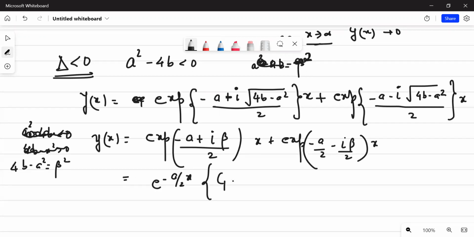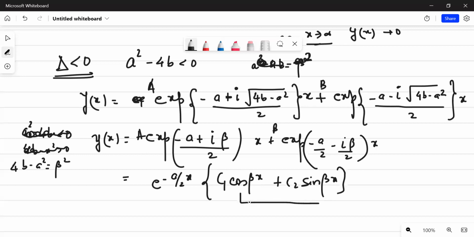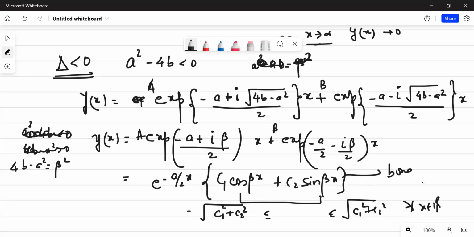there will be some c1 cos beta x. You can write some constants here, a, b. I'm not concerned about all these things, but c1 plus c2 sin beta x. And I told you on that particular day that this particular term in any way would lie between minus root over c1 square plus c2 square and root over c1 square plus c2 square for all x belongs to R. That implies this term is bounded. For all x belongs to R, this is a bounded term. But what about this term? This will become unbounded only if a is less than 0. Only if a is less than 0.